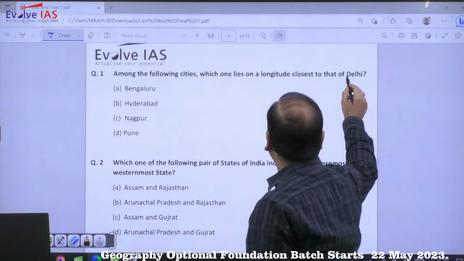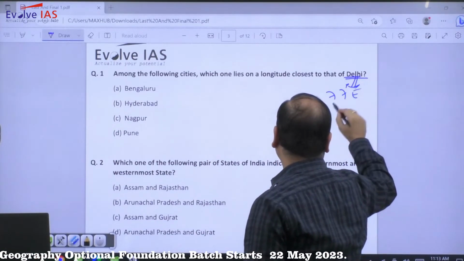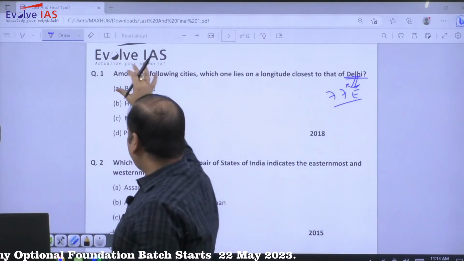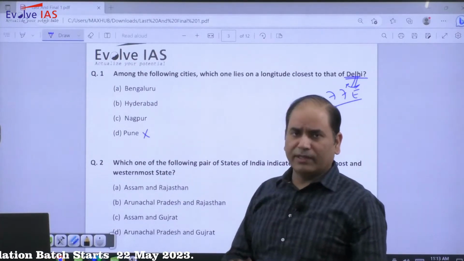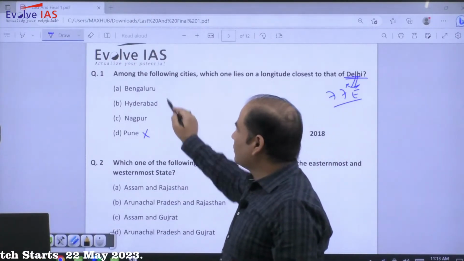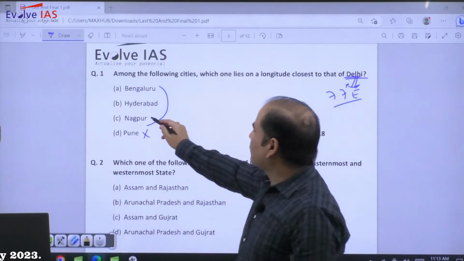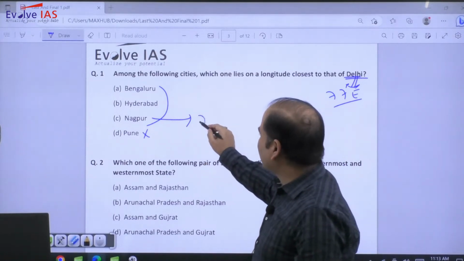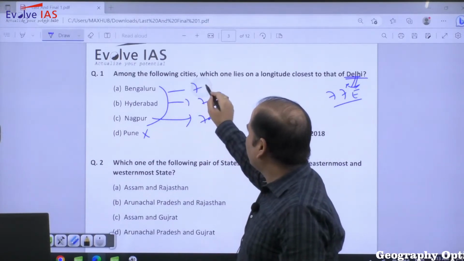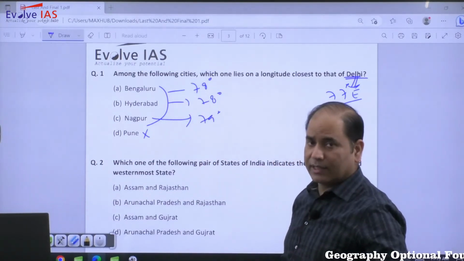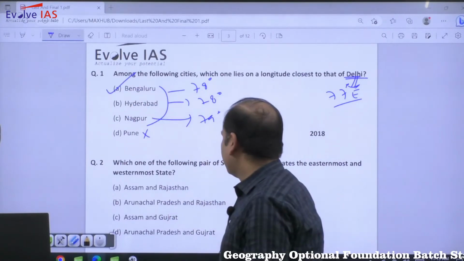Now coming to Delhi, the longitude of Delhi is around 77 degree east. Now if you look at these places, Pune is very far, तो पुणे में दिक्कत नहीं होगी. You will get confused between Bangalore, Hyderabad, Nagpur, but Nagpur is also further east, almost 79 degree. Hyderabad is 78 degree. Bangalore is also roughly 78 degree, but there is a gap between this, so the answer will be Bangalore.